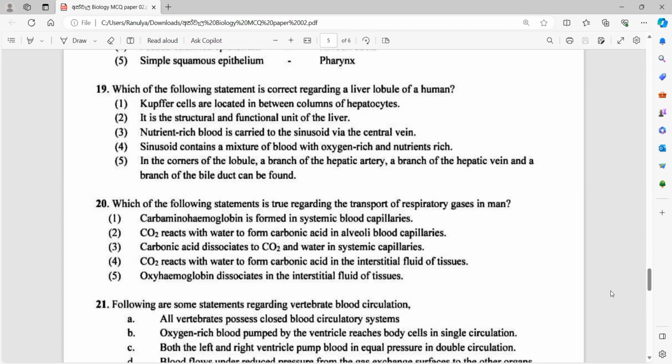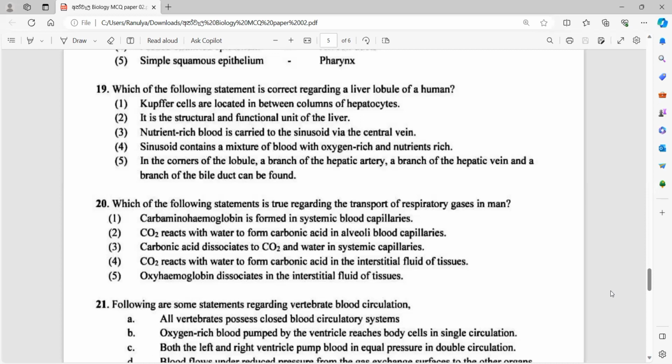20th question, which of the following statements is true regarding the transport of respiratory gases in man? Normally oxygen is transported as oxyhemoglobin. It binds with each hemoglobin molecule and transports four oxygen molecules at the same time, right? If we take carbon dioxide transportation, there are three types: as bicarbonate in the plasma, as carbamino hemoglobin, and dissolved in plasma as a free gas.